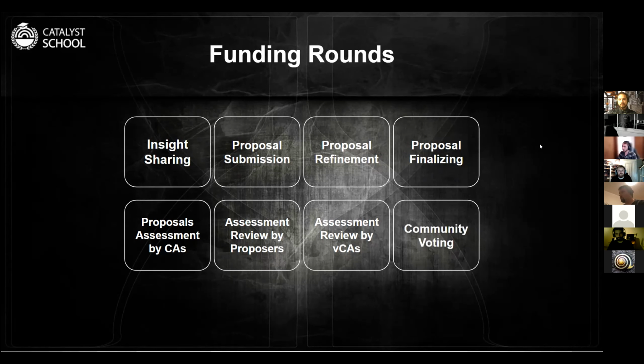And the last one is the community voting. This is when all community members that hold at least 500 ADA and those who have registered to vote in the fund as well can decide which proposals should be funded in their opinion. And they can upvote or downvote any proposal. So you can vote in favor or against them.